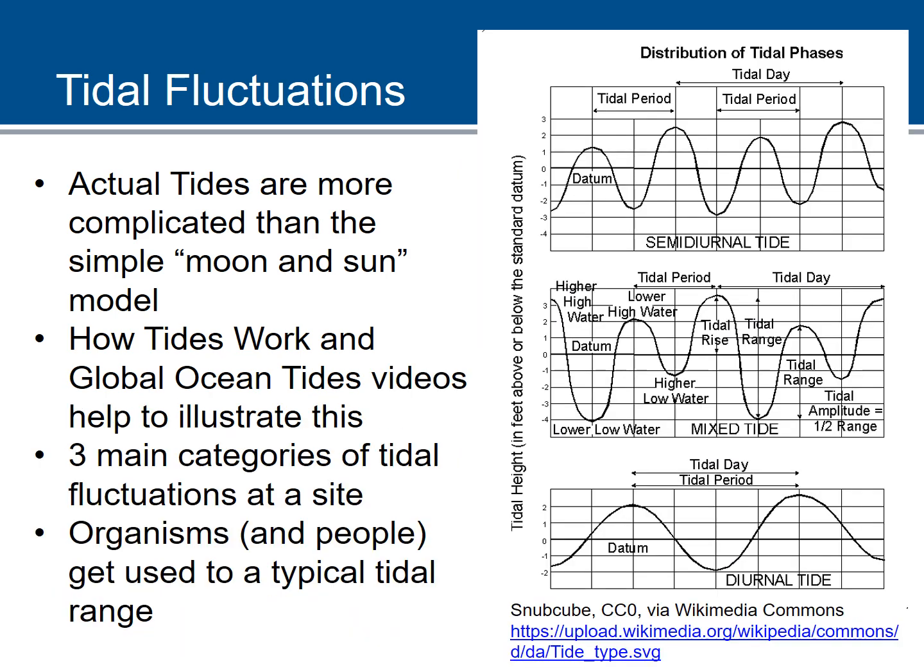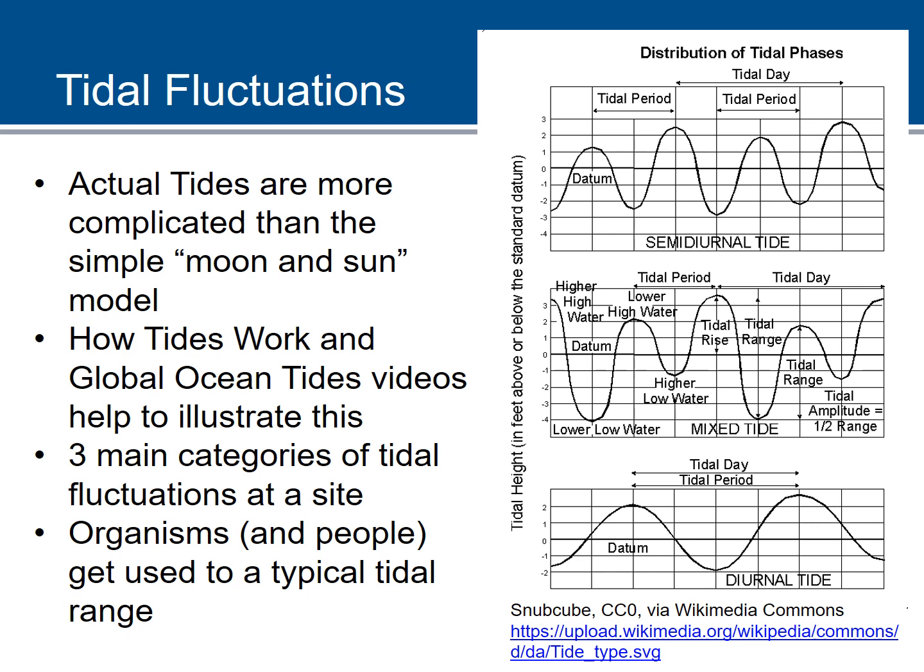Now, there are three main categories of tidal fluctuations at a site because, as the How Tides Work video talks about, no one site is exactly the same as the other because of the configuration of the shoreline. You can have one where one side of a peninsula there might be a 6-meter fluctuation and the other side is a 50-meter fluctuation. But the three main categories are usually we see a semi-diurnal tide. 2 high tides, 2 low tides in a typical 24-hour period, and they're basically the same. The 2 high tides are roughly equivalent to each other. The 2 low tides are roughly equivalent to each other.